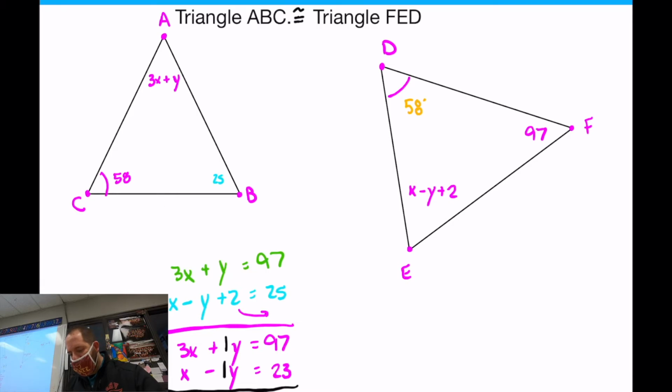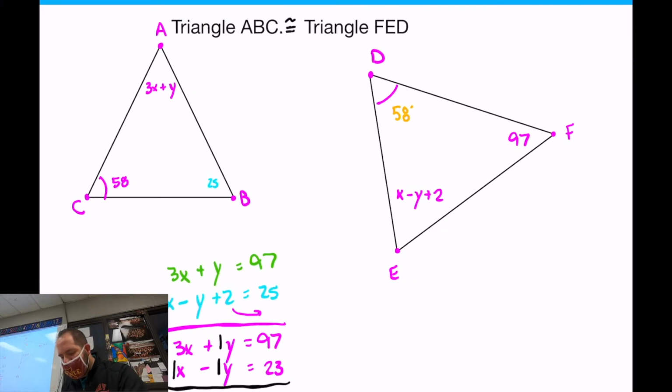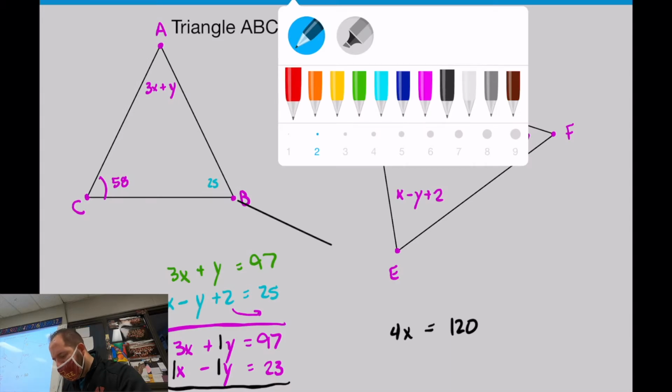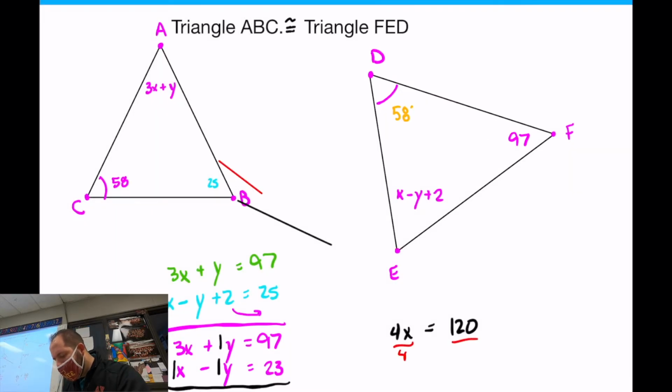So if I add straight down, what's 3x plus 1x? 4x. And 97 plus 23, what is that, 130? Is that what that is? 97 plus 23? 120. Oh, man, I'm really bad at adding. 120. Now what? Divide by 4. Right, divide by 4. X turns out to be what, 30? Is that right? 120 divided by 4? 30. So that's a nice clean number.